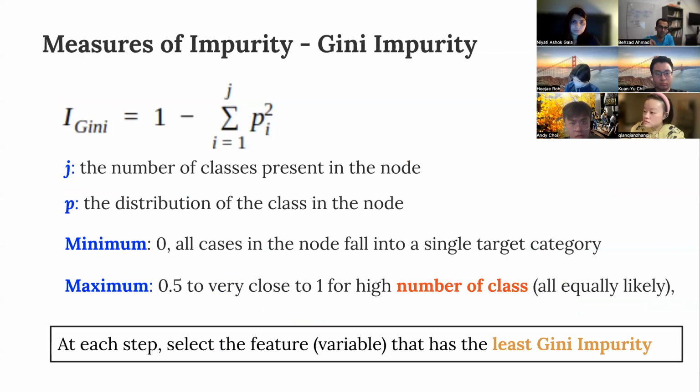The Gini impurity is the so-called I, which is 1 minus the sigma of i equal 1 all the way to j of p_i squared. What is i? What is j? The j is the number of classes present in the node. So you may have 1, 2, 3 classes. And p is the distribution of the class in that node.